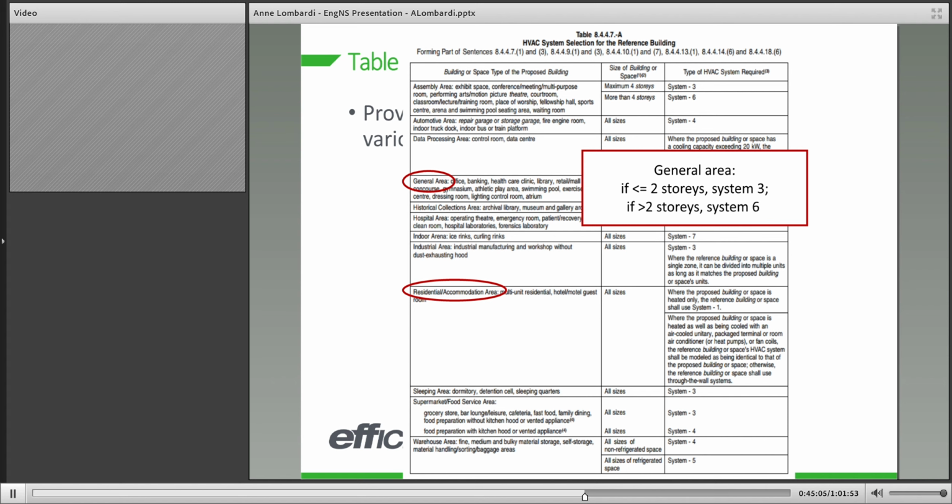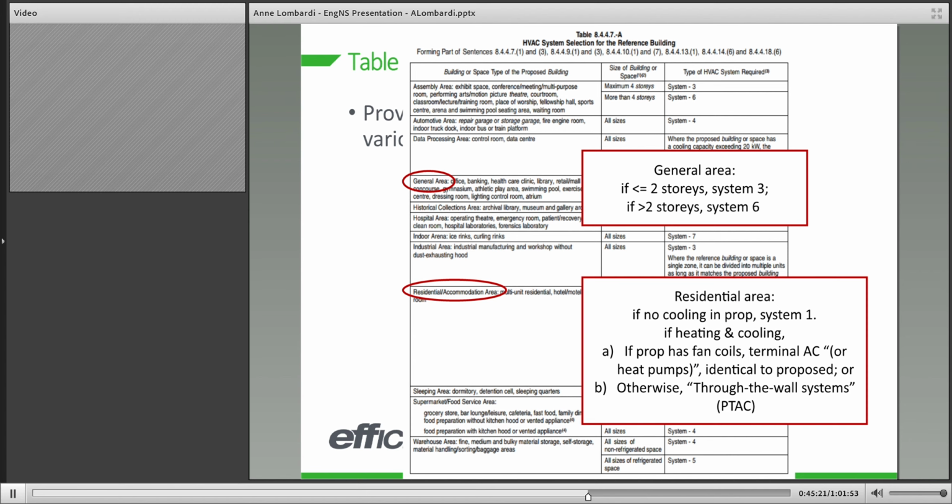Okay, so table 8.4.47, HVAC system selection. General area, that's our office type buildings, healthcare clinics, libraries, etc. Those buildings, if it's less than or equal to 2 stories, we have system 3. If it's greater than 2 stories, system 6, and I will show what those are.